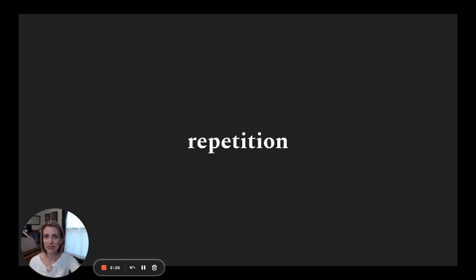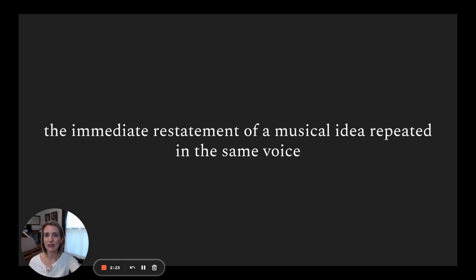Repetition is when you take that motive and you just repeat it. The fancy definition is that it's the immediate restatement of a musical idea repeated in the same voice. So if you play the same thing in the same hand, you're going to have repetition.